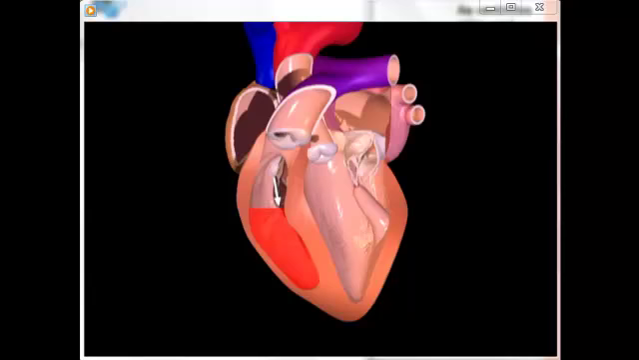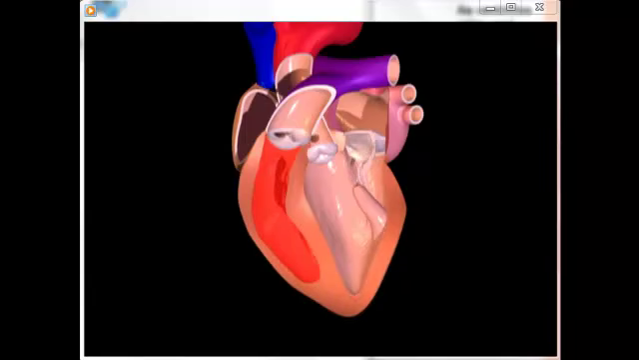Here's a little video about the pumping of the heart. So right now you can see the tricuspid valve is open, the blood is passively filling up into the right ventricle. As that continues to fill, then the right atrium is going to contract and fill the right ventricle the rest of the way up. Then as the right ventricle begins to contract, that's going to push against the AV valve, the tricuspid valve, and force that closed.